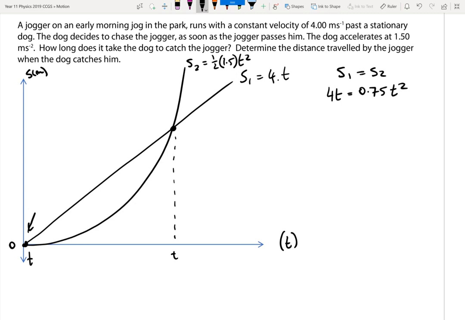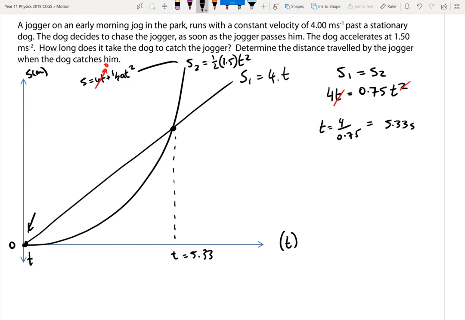So what's that half? Well, because we had to use s equals ut plus a half at squared, and the dog was stationary, so we set u to 0. Okay? Now, straight away, we could just cancel both sides and get the time. 5.33? Yeah. And that is the answer.